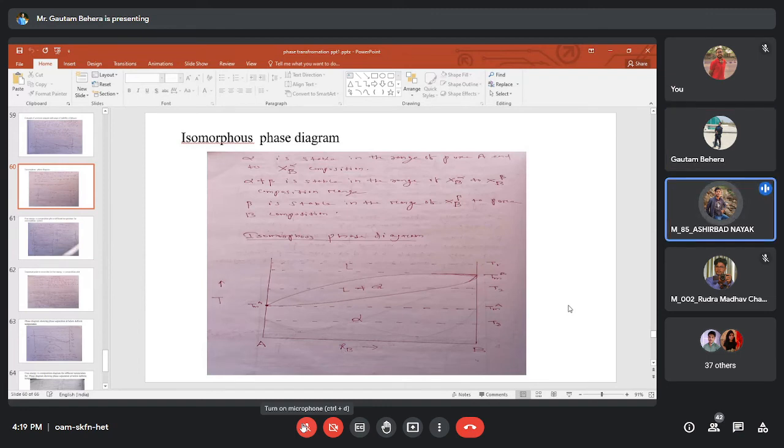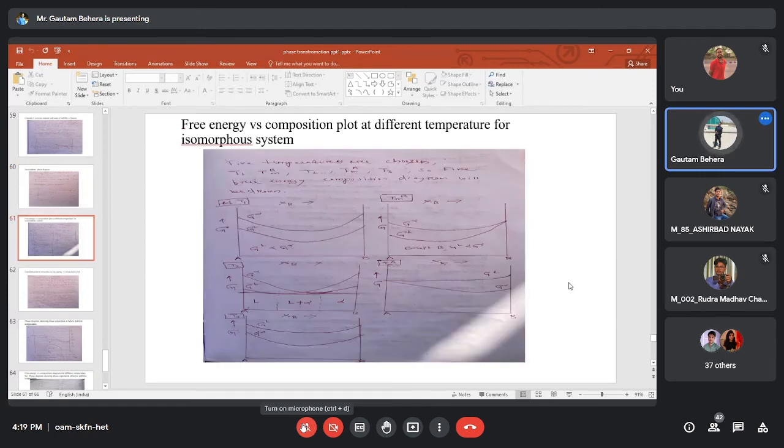G alpha will be lower. Very good. G alpha will be lower and G liquid will be higher. But at the end of the point A, what will happen? They will intersect. They will touch. Okay, just have a look.